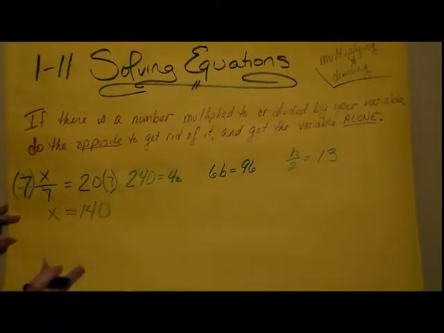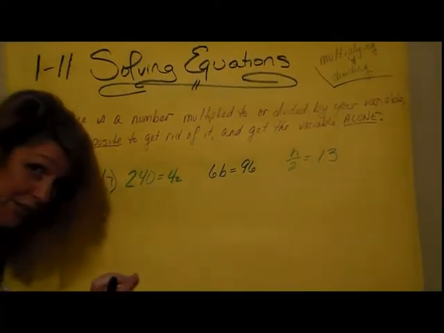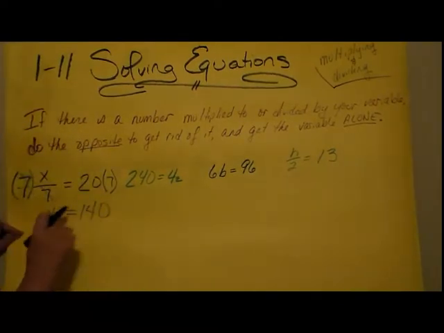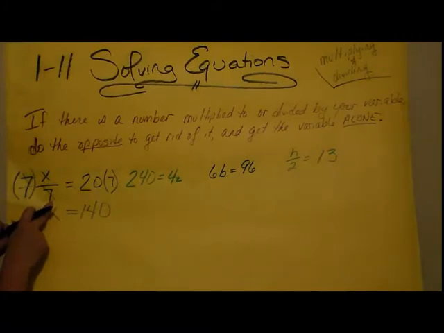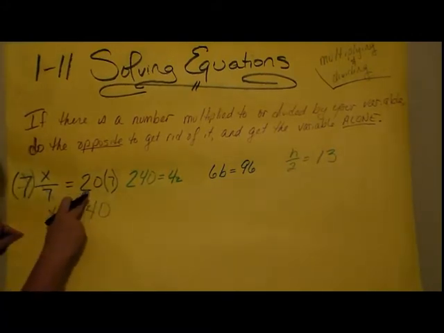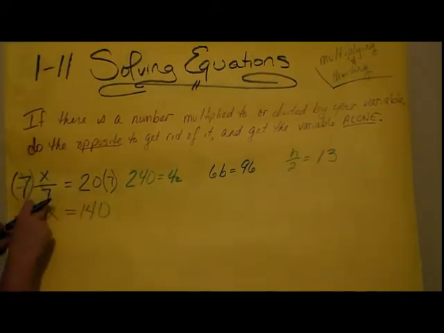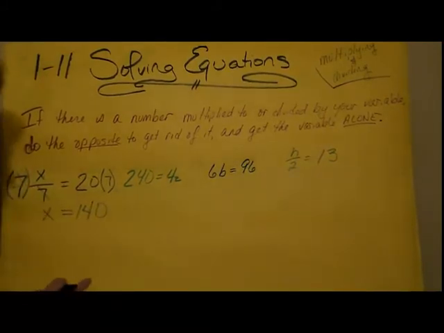Now I'm going to go back and check it. And remember, I don't want you to hurt yourself, but I want you to look at it. 140 divided by 7, well, 14 divided by 7 is 2. So 140 divided by 7 makes sense that it's 20.